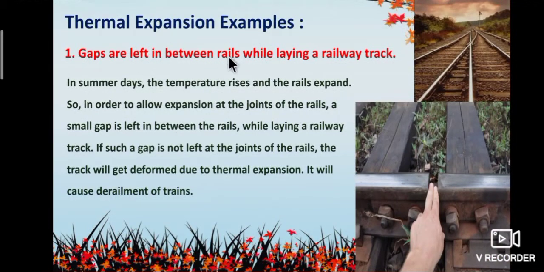Shall we see some more examples of thermal expansion? First one, gaps are left in between rails while laying a railway track. What is the reason? In summer days, the temperature rises and the rails expand. So, in order to allow expansion at the joints of the rails, a small gap is left in between the rails while laying a railway track. If such a gap is not left at the joints of the rails, the track will get deformed due to the thermal expansion. It will cause derailment of trains.